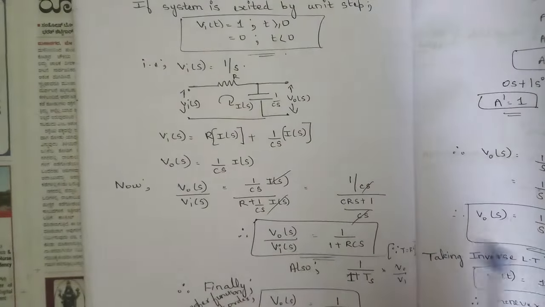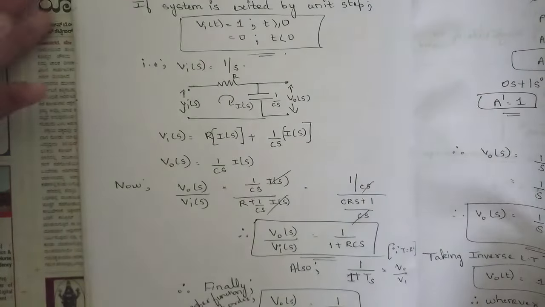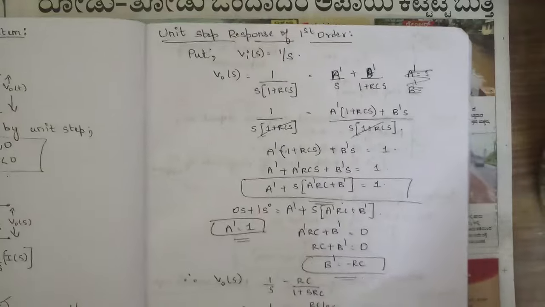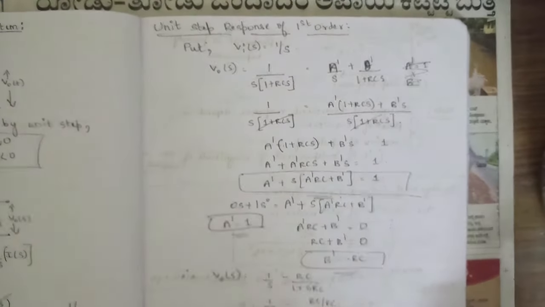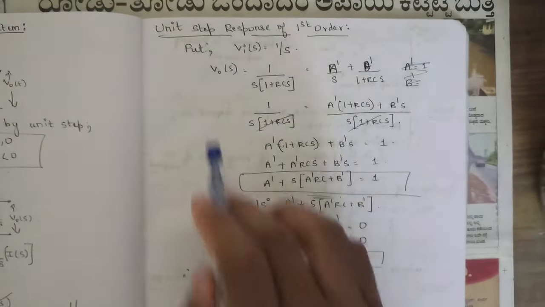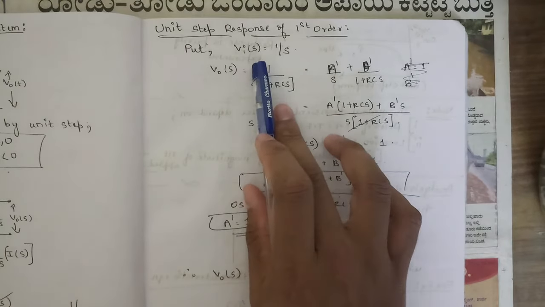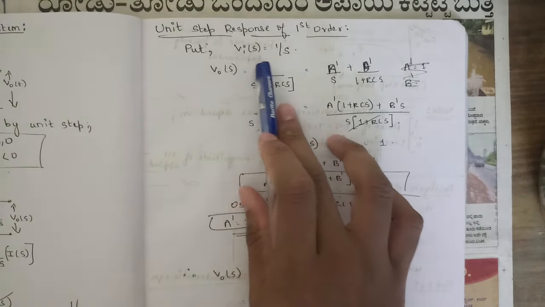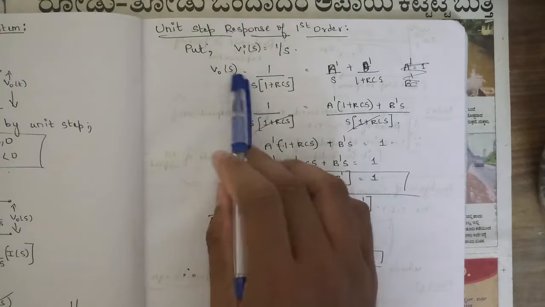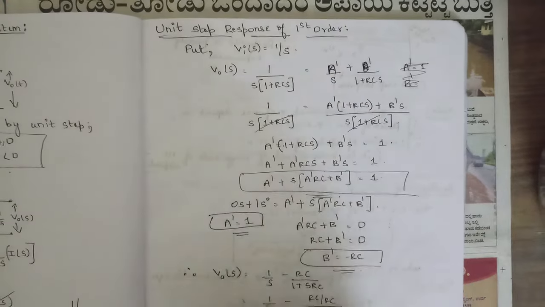This is just for your reference, not so important. The next derivation is very important: the unit step response of the first order control system. Again put Vi of s, the input source, equal to 1 by s. Also V out of s is equal to 1 divided by s into (1 plus RCs).